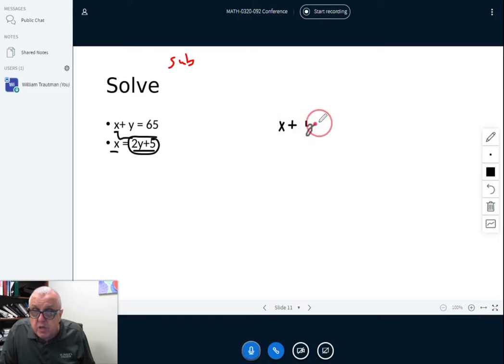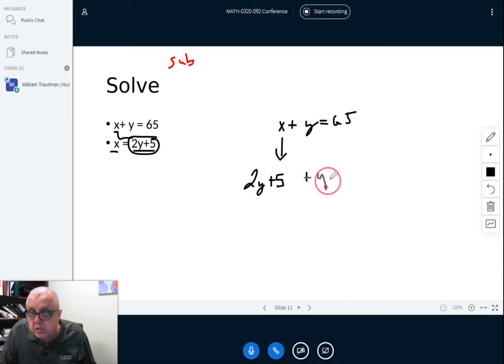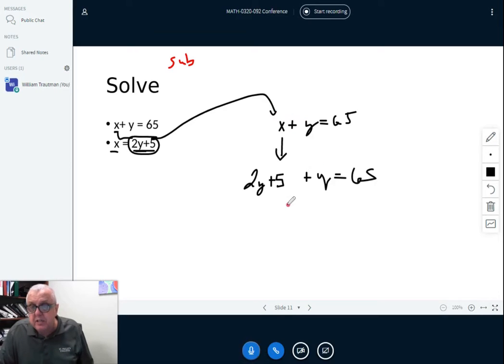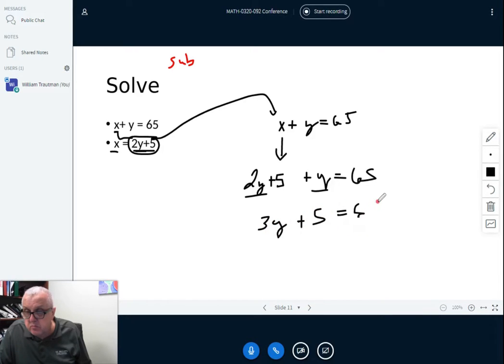So x plus y equals 65. If I substitute x for the 2y plus 5, do you see all I'm doing is taking this x and putting it into there. Okay, 2y plus 1y on this side is 3y. I need to take the 3 to the other side and the 5 to the other side. You have to ask yourself, which one do I take first? You always take the add and subtract to the other side first. So we're going to minus 5.